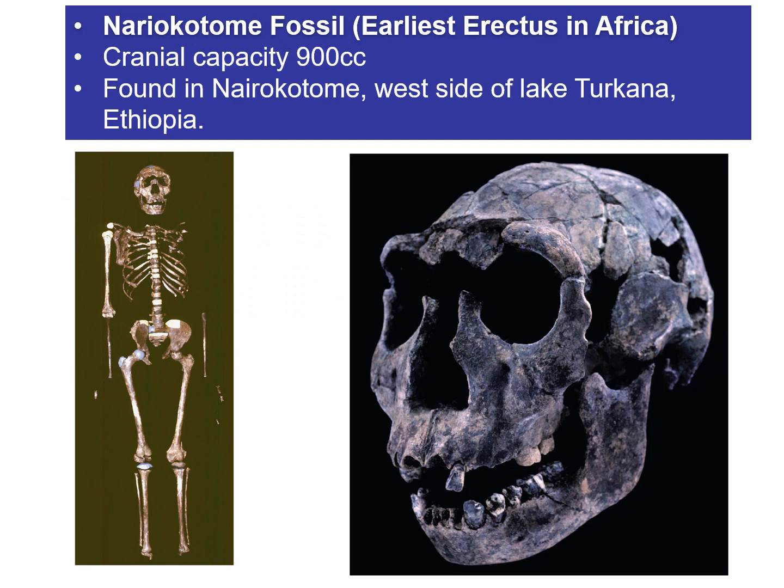So if we look at some of our earlier Homo erectus fossils, we have the Nariokotome fossil, sometimes called the Nariokotome boy. It's our earliest erectus fossil found in Africa, with a cranial capacity of 900 cc's, right? So from our jump from the Australopithecines into the genus Homo, we see a dramatic increase in brain size, right? We're getting up to almost over double the size that we see in Australopithecines. Our Nariokotome boy was found on the west side of Lake Turkana in Ethiopia.